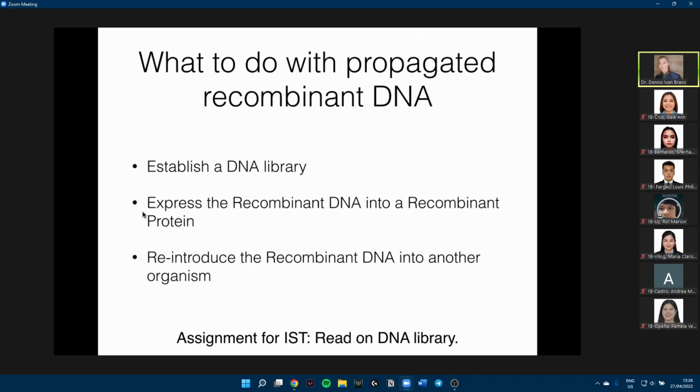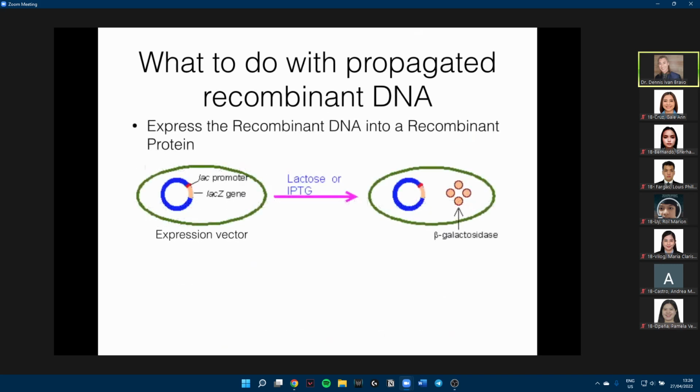The other things that can be done to a recombinant DNA is that it can be expressed into a recombinant protein, or we can reintroduce that recombinant DNA into the genome of another organism. Let's discuss these last two. That recombinant DNA can be expressed into a recombinant protein. Now we need a second kind of vector for this one. This is called an expression vector.